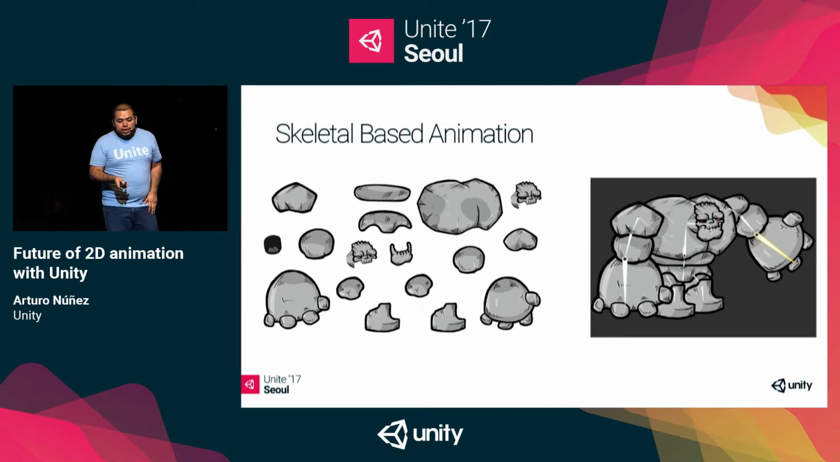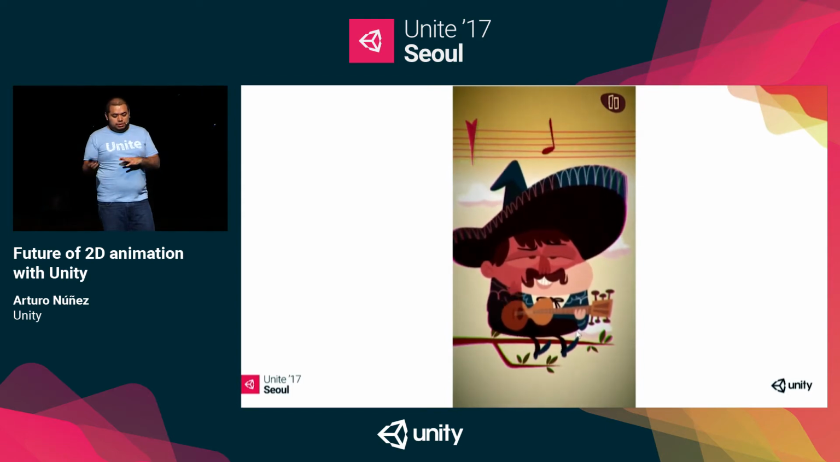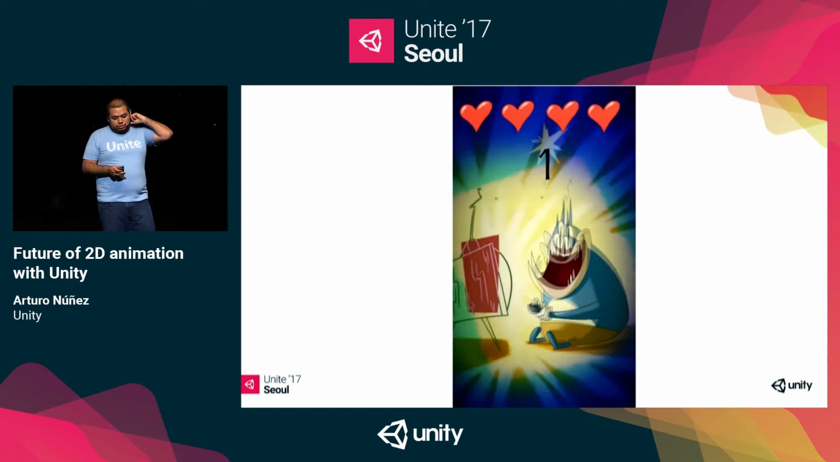For instance, if I want to have a lot of these golems in my game, and all of them are animated, I will be sending a lot of information to the CPU to do computation. So just take that into account. This is an example of a game that uses skeletal-based animation in Unity for mobile.